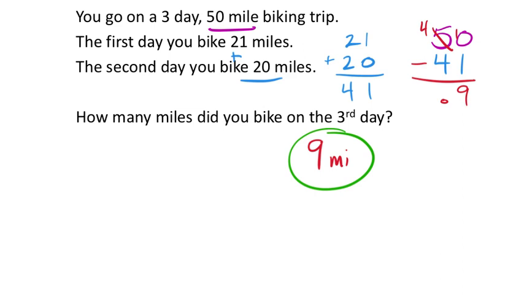Boom. But some students, they like this method. I like it too. Some students like to say, well, 50 minus 21 is 29, and then they subtract the 20 to get 9 miles. Doesn't matter. See how you get the same answer, though? That's what we're trying to say. You should get the same answer no matter which method you're using.